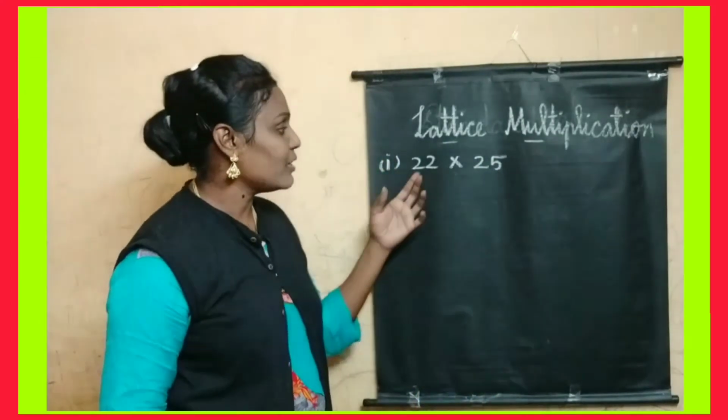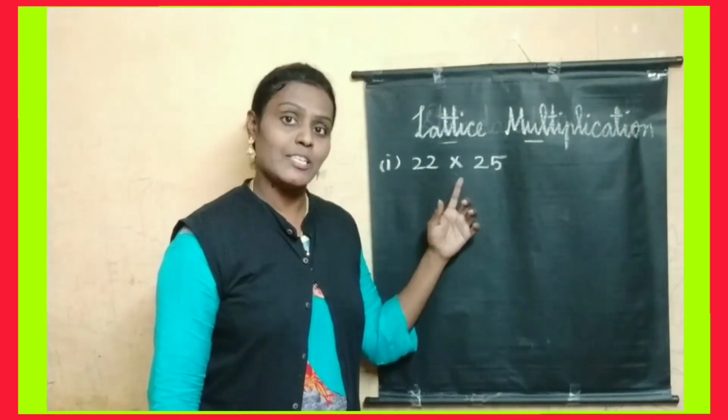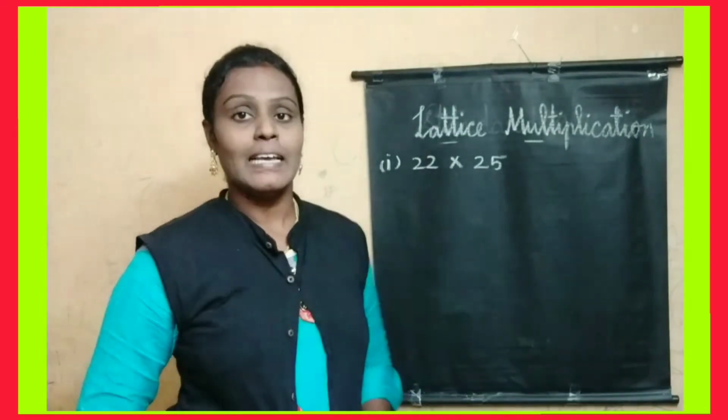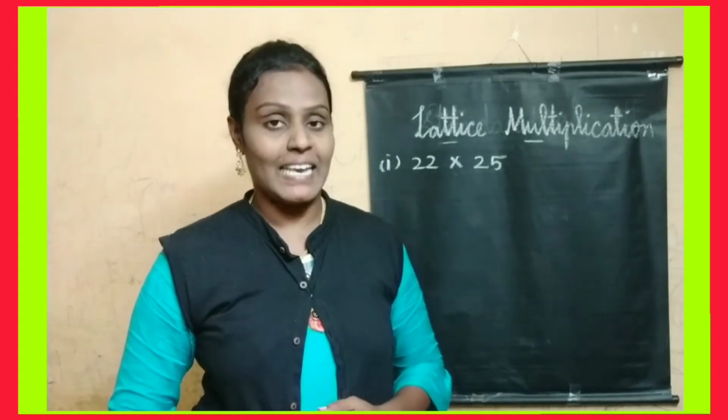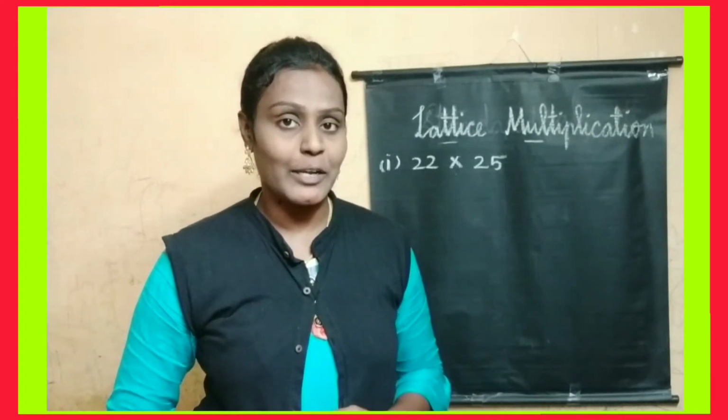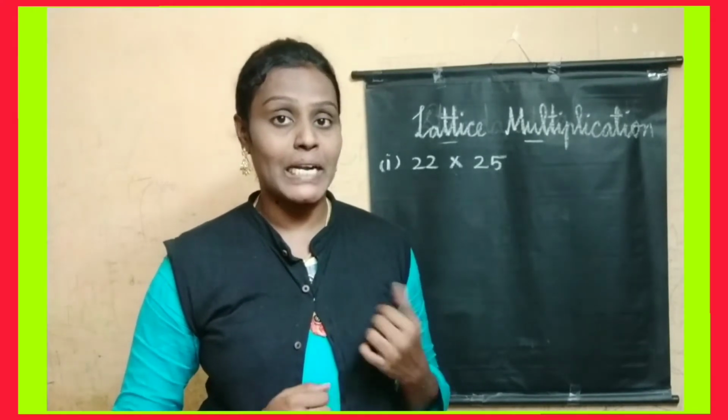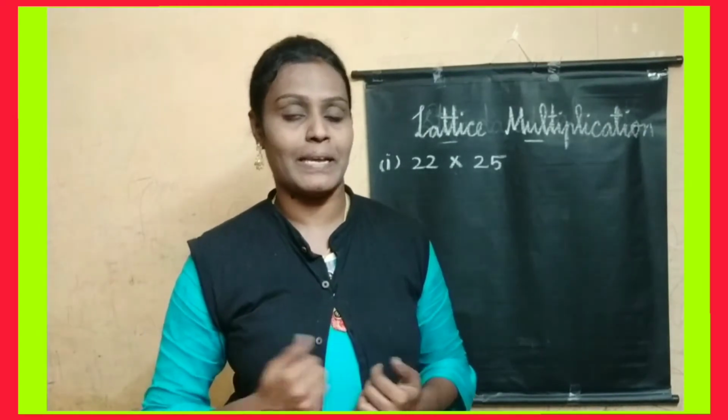Children, let us do the exercise. First, we have 22 multiplied by 25. Children, in lattice multiplication, we have to draw squares according to the digits of multiplicand and multiplier.